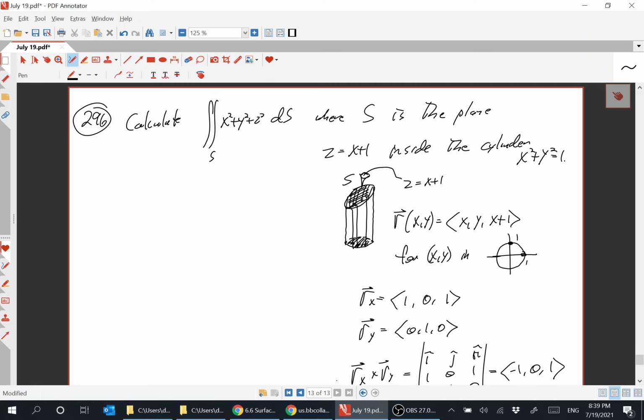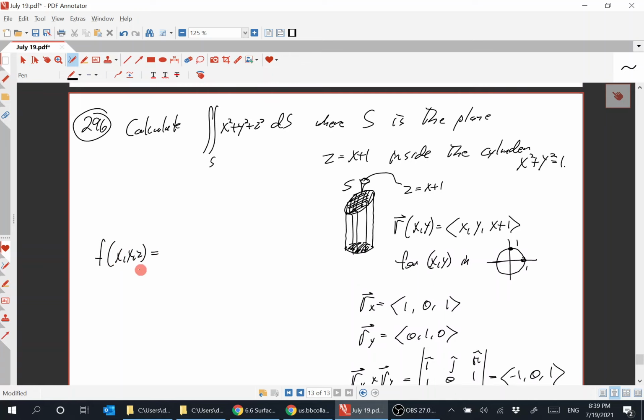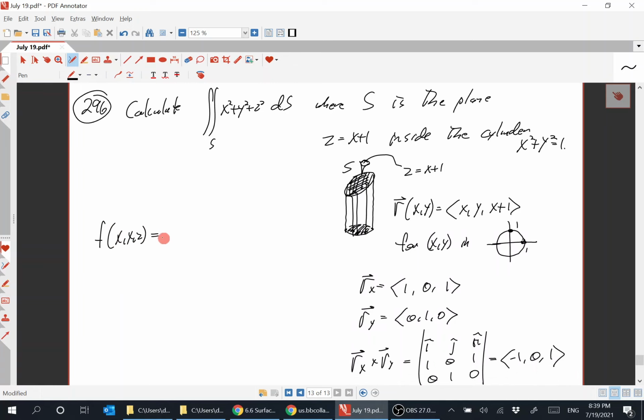All right, now the function f of x, y, z, it's always a three-dimensional function because the surface exists in 3 dimensions, is x squared plus y squared plus z squared. So now f on the surface given by R of x, y, well, x is x, y is y, and z is x plus 1. So this is equal to 2x squared plus 2x plus 1 plus y squared.